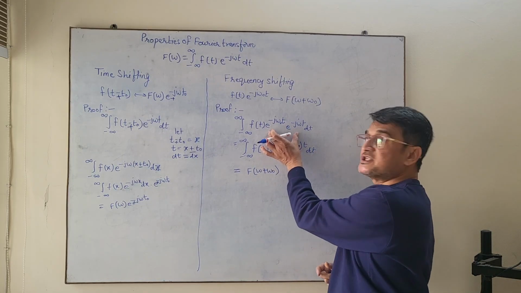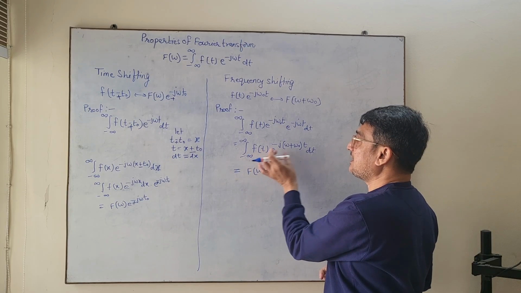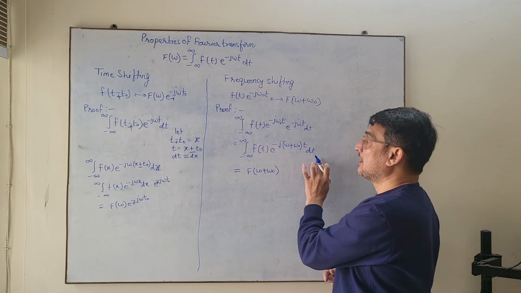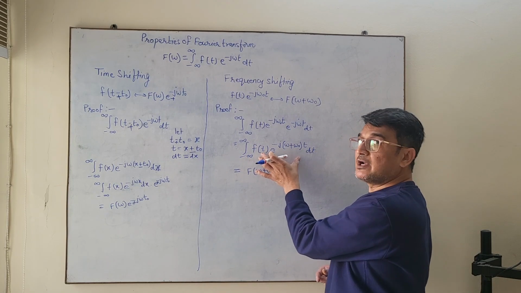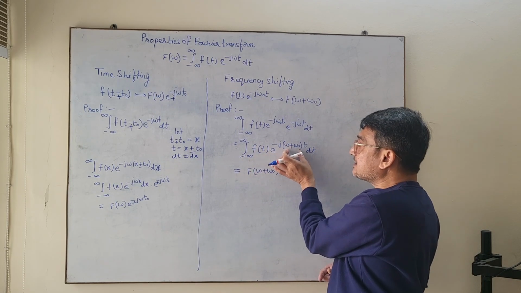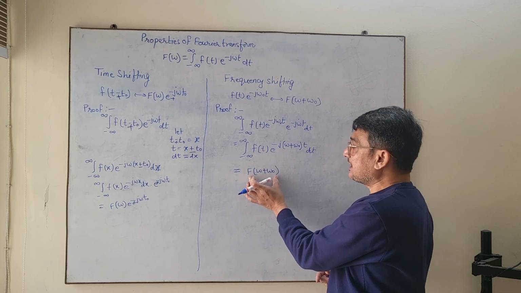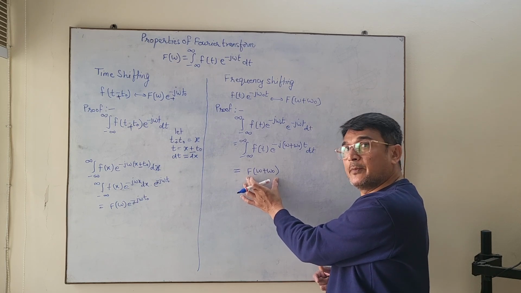Now these exponential terms can be merged or combined. So it will become f of t e raised to the power minus j (omega plus omega naught) t dt. So if this is f of t e to the power minus j omega t dt, it will be F of omega. Now omega is replaced by omega plus omega naught, so the transform will also be replaced by omega plus omega naught. So it will be F of omega plus omega naught.